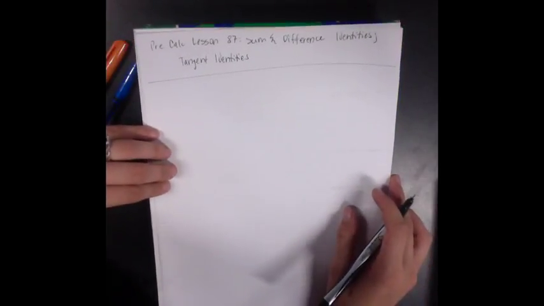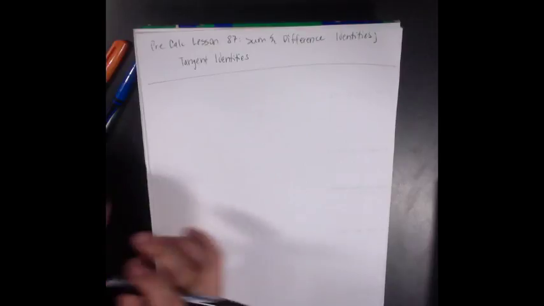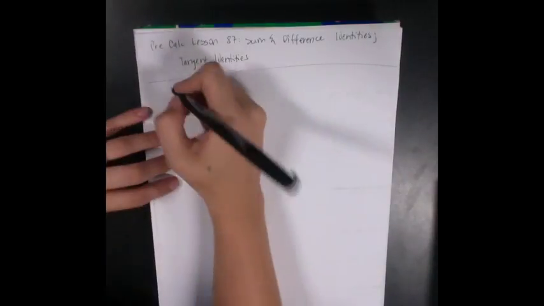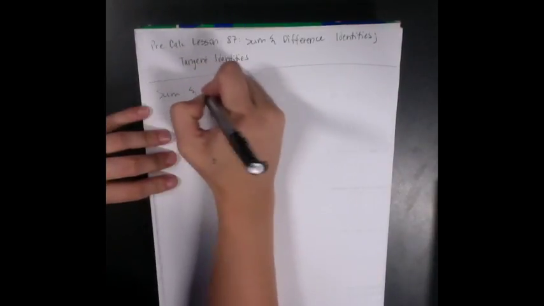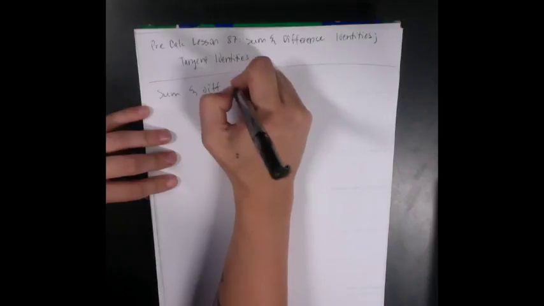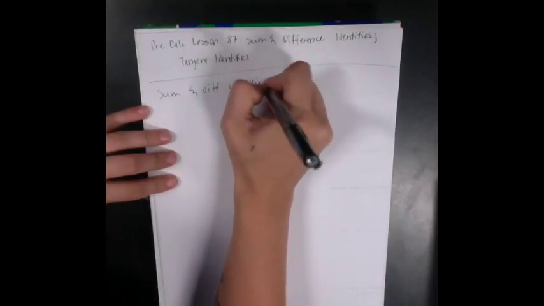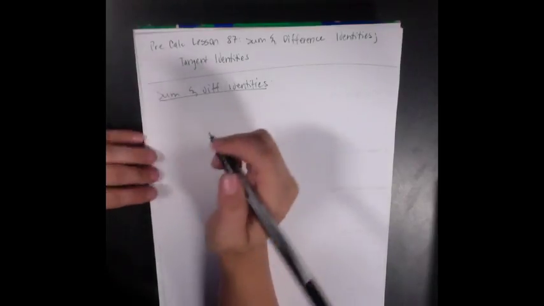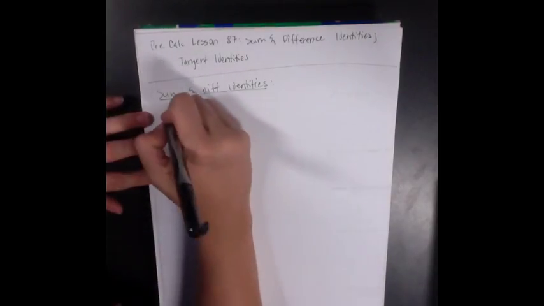All right, here we are again. Pre-calc lesson 87, sum and difference identities and tangent identities. We have more trig identities we get to memorize. Yay! So the sum and difference identities. I hope you said yay to yourself just now at home. You do need to memorize these. They're also, I think, on that sheet I gave you.